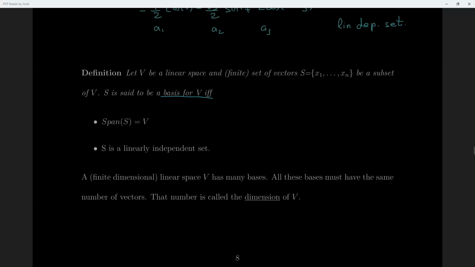And furthermore, the same vector space can have many different basis sets. These basis sets can include different vectors. They can be different sets themselves, but they share one thing in common: all these basis sets must have the same number of elements. It has the same number of vectors to constitute a basis for the vector space, and that number is called the dimension of the vector space V. So the dimension of a vector space is defined by the number of vectors in one of its basis sets.